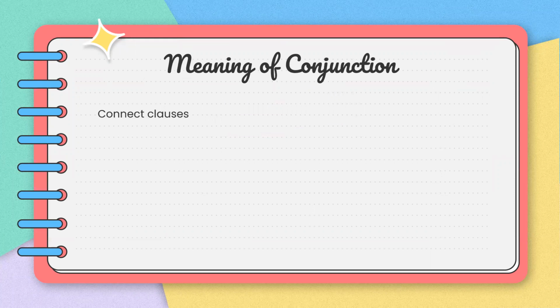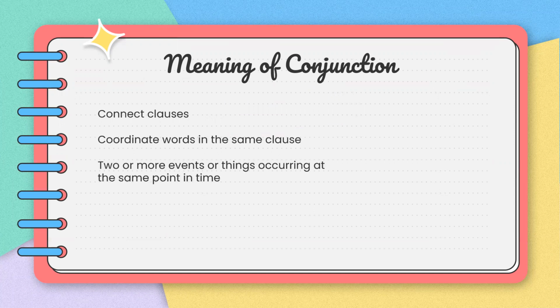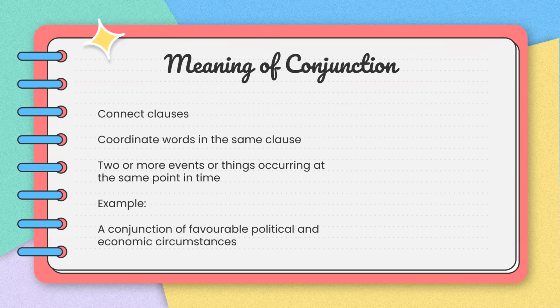In the meaning of conjunction, conjunction means words that help to connect two sentences or two clauses together. But the words and phrases could also help to connect two words together, that is, the coordinate words in the same clause in the same sentence. Or conjunction could also mean two or more events or things are occurring at the same point in time. For example, we have a conjunction of favorable political and economic circumstances.